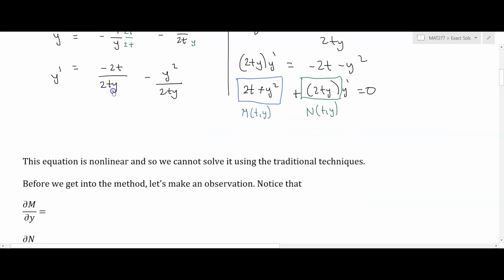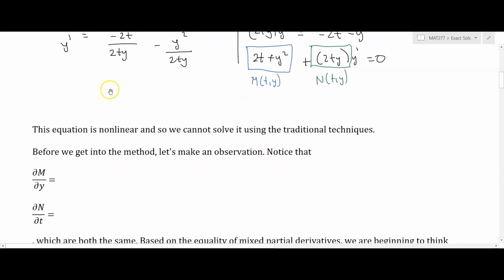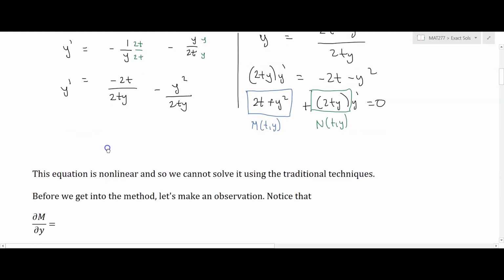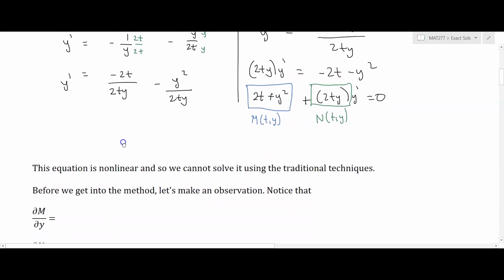So now that we have that, we want to make an observation. We don't really know how to solve this. This didn't give us any insight into how to solve this equation, but let's make a couple of observations here.